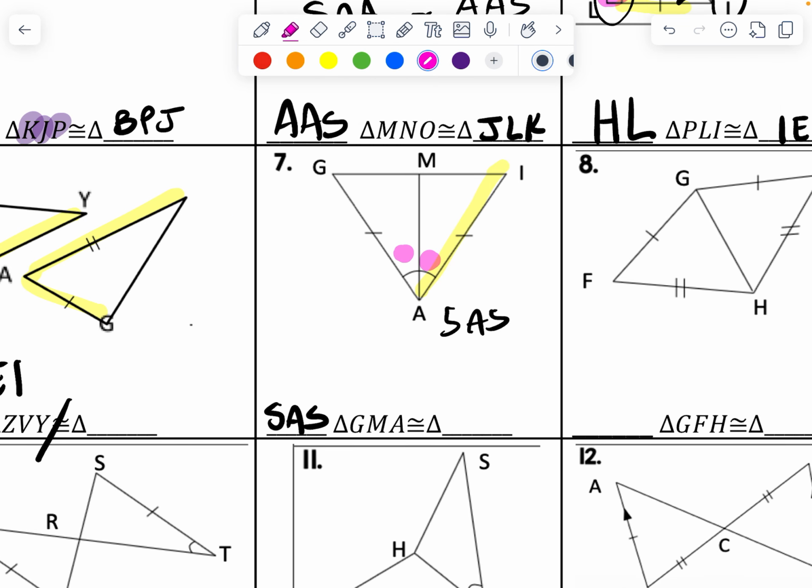GMA. So I'm going from naked to the middle, down to the A. So I'm going to go IMA. It is a reflection. It's just a mirror. So IMA is the end of my congruent statement.